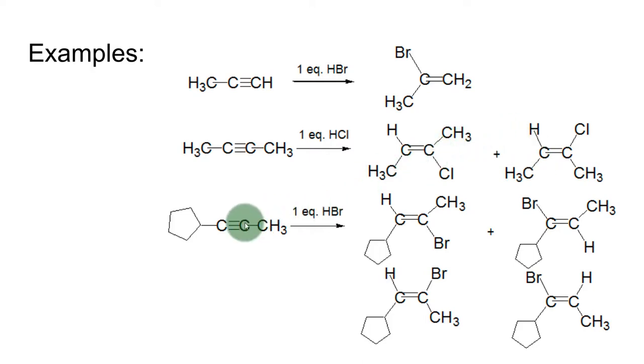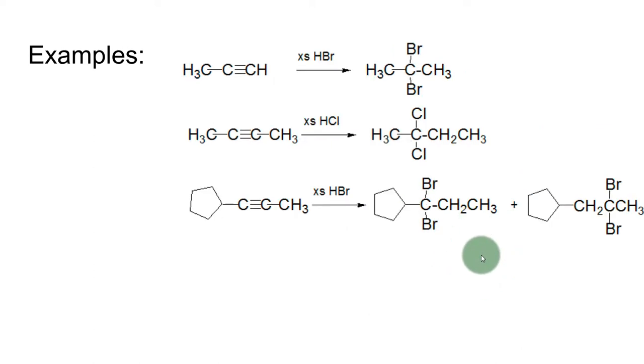Well, what would happen if we had a non-symmetrical internal alkyne, in which one side had a methyl group and the other side had a cyclopentyl group? Well, then you're going to have some where the hydrogen adds on this end and the bromine on this end, some where the bromine adds on this end and the hydrogen on this end, trans, and some where the hydrogen adds on this end and the bromine on this end, cis, and some where the bromine adds on this end and the hydrogen on this end, cis. So again, four possible products there. That would be a mess if you wanted to make one of these four by doing it that way. Just would not work. Here's some more examples, but now we're adding excess.